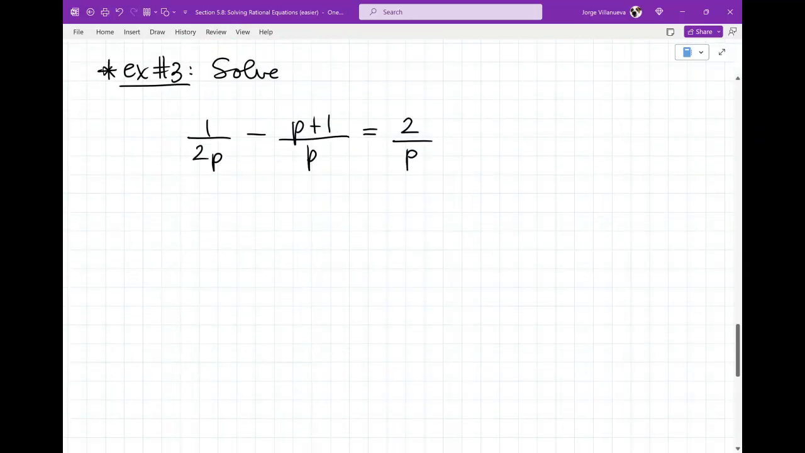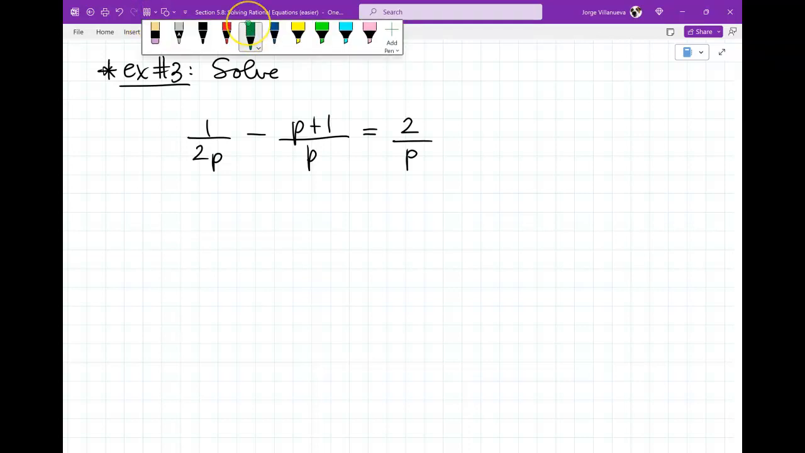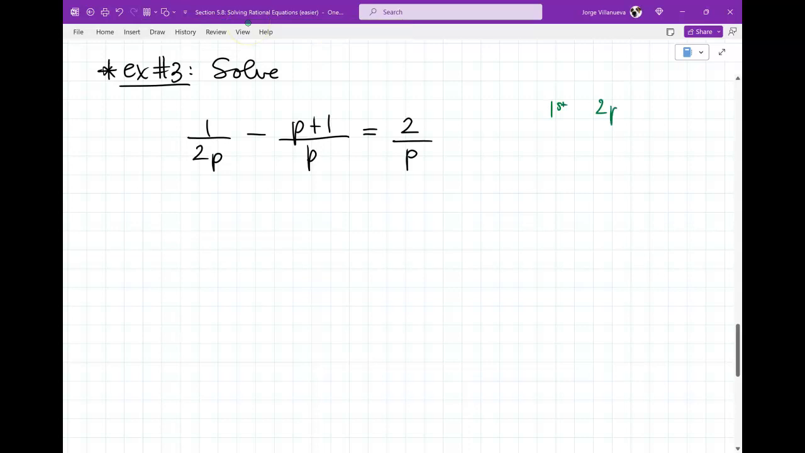This one's a little easier. We're going to solve 1 over 2p minus (p plus 1) over p equals 2p over 2 over p. Remember, I'm just going to write down my first, my second, and my third denominator. So the first denominator is 2p. The second denominator is p. And the third denominator is also p. So I have a 2p, a p, and another p.